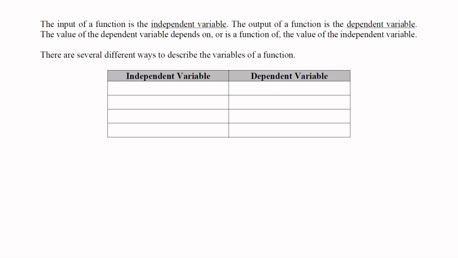There are several different ways to describe the variables of a function. An independent variable is your x value. Your dependent variable is your y value. Your independent variable is your domain. The dependent variables are your range. Your independent variable is your input. Your dependent variable is your output. Your independent variable is your x. Your dependent variable is your f of x.